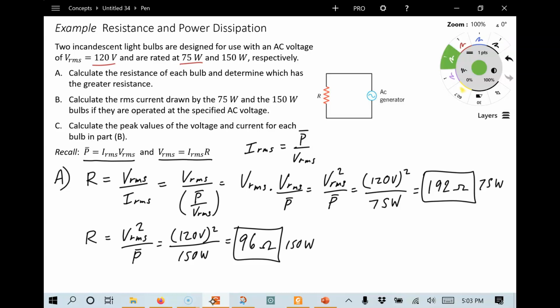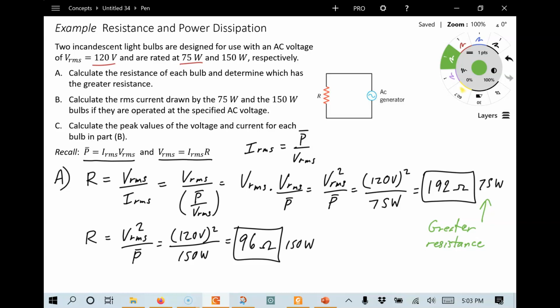So, which one has the greater resistance? Greater resistance is for the bulb with the lower amount of power. And that makes sense because it has a higher resistance. That means for a given RMS voltage, less current will flow because there's greater resistance, and therefore less power will be dissipated in the resistor.